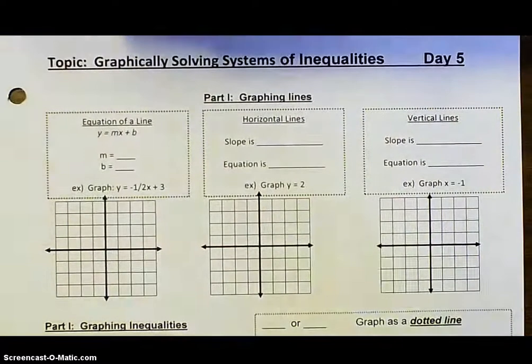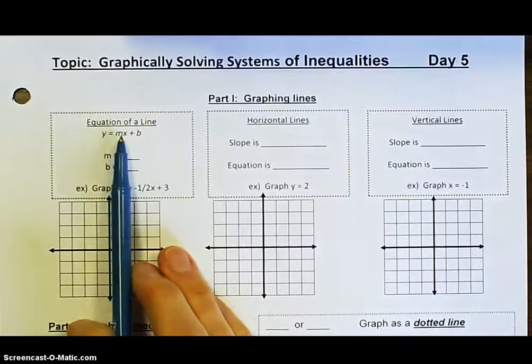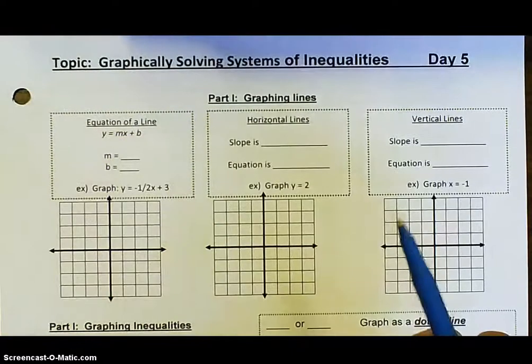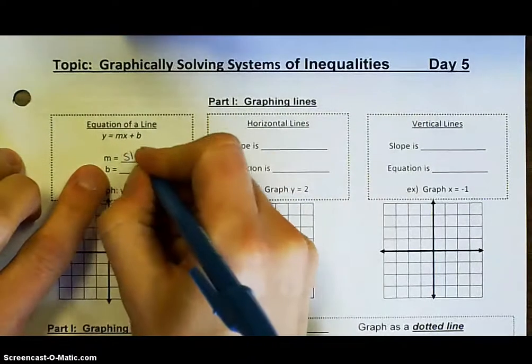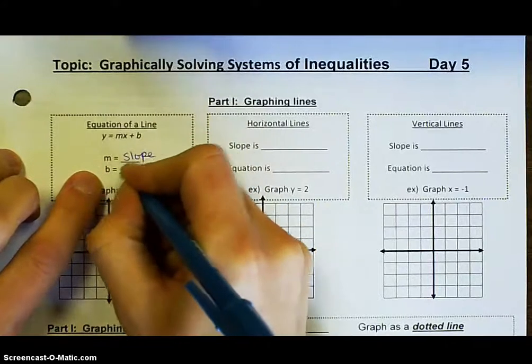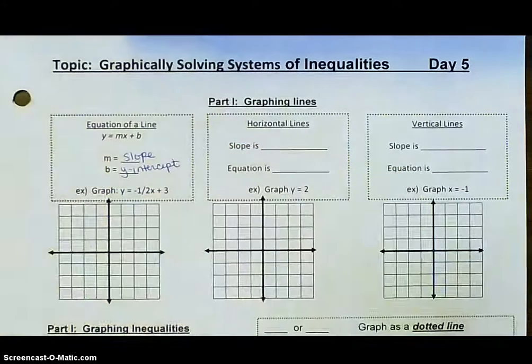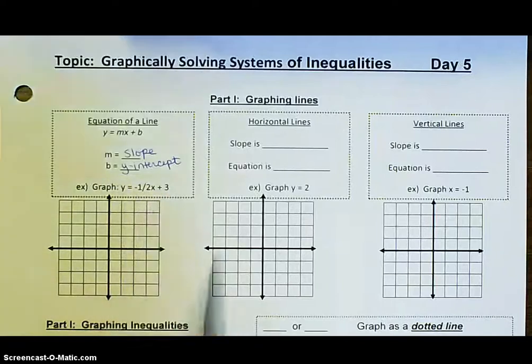So real quick, remember, graphing lines, the equation of a line is typically in the form y equals mx plus b. This is called slope-intercept form, and the reason it's called slope-intercept form is because the m stands for your slope, and your b stands for the y-intercept.